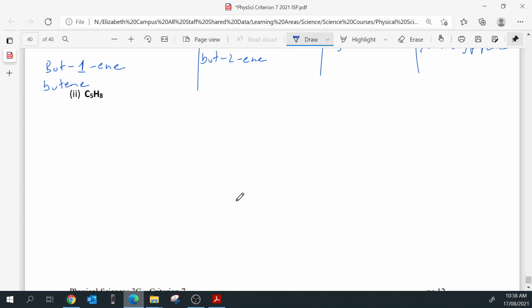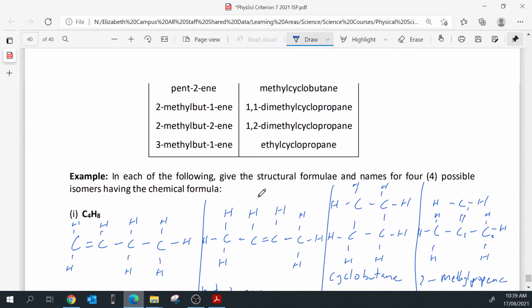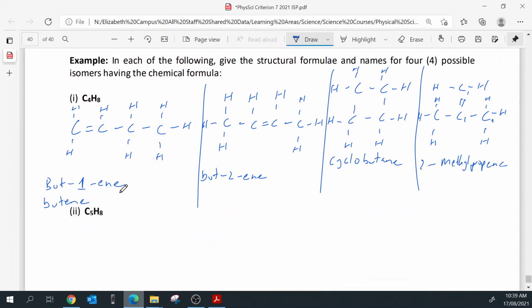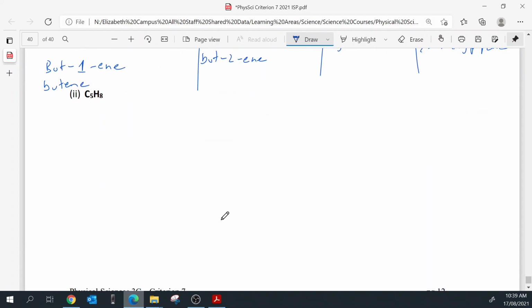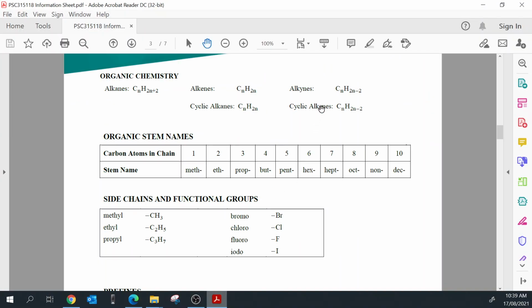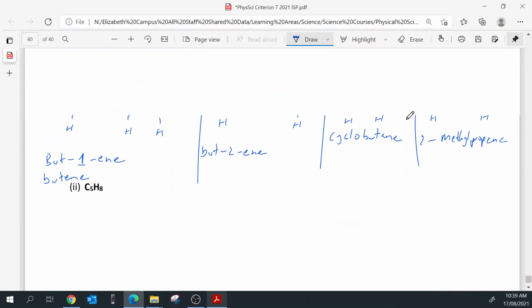We're wrapping up criterion 7 today with our last example of isomers. Just reminding you that an isomer is a different structural formula, a different compound, but with the same molecular formula, for hydrocarbons as well. So C5H8, we're going to look up what type it is, and it's going to be an alkyne or a cyclic alkene. Because if we put in a carbon with a 5, we get 10 hydrogens minus 2, so those two types of formulas will work. So let's find 4 of those.